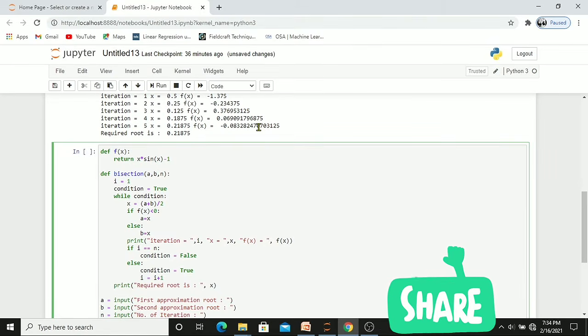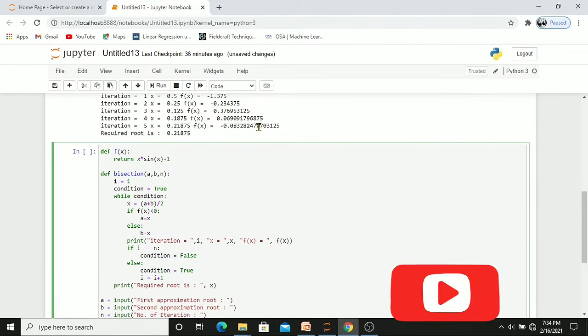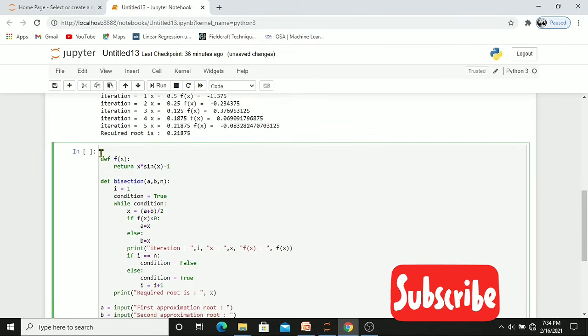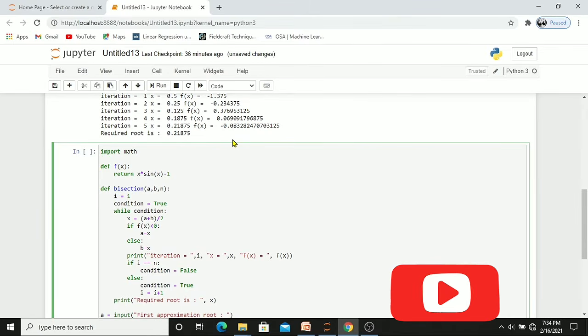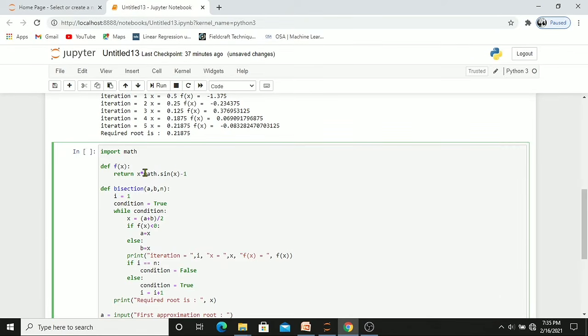But here the sine of x, we should define it first, right? So for that we need to import a library, that is the math library. In the math library we will get all the sinusoidal functions. So we have imported it, and because we are using the sinusoidal function from the math library, what will be the syntax here? That is math.sin(x). This is simply x sin x minus 1, but the syntax is somewhat different.